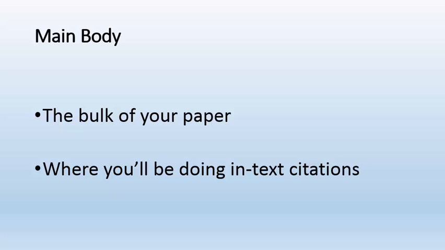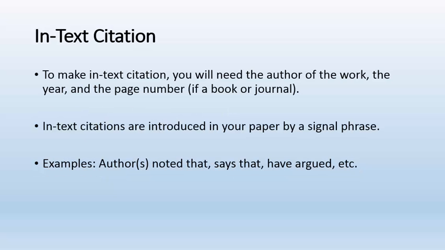Next comes the main body of your paper. And this is where all of your writing will be for the most part. And it's also where you'll be doing your in-text citations. To make an in-text citation using APA, you'll need to know the author of the work, the year the work was published, and the page number if it's a book or journal. In-text citations are always introduced in your paper by what's known as a signal phrase. This lets the reader know that a citation is coming. Examples of signal phrases are an author notes that, says that, has argued, and so on.